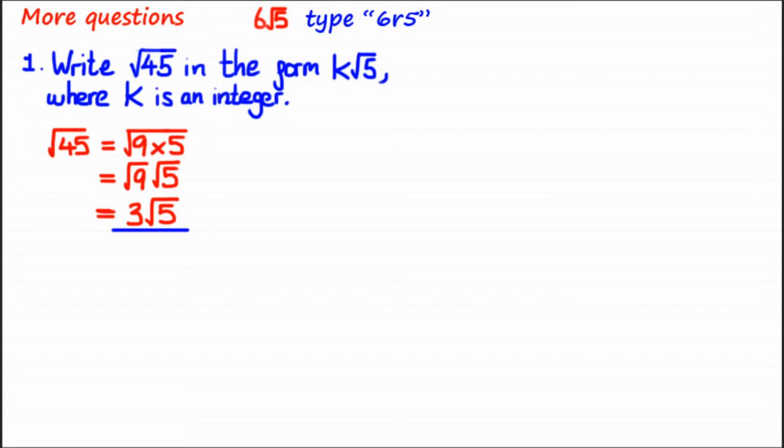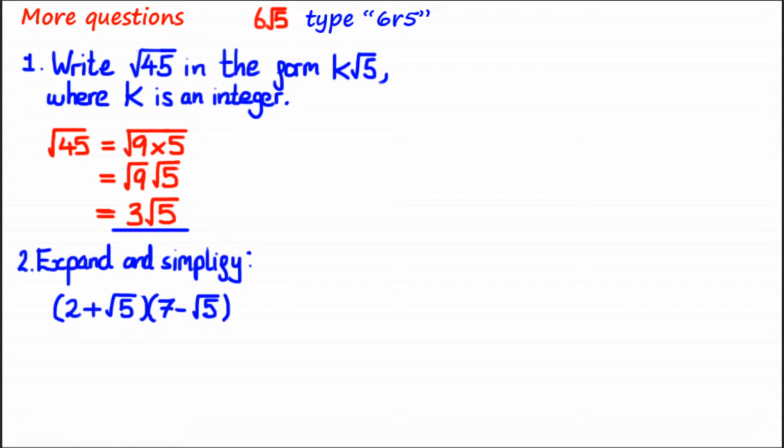Let's have a go at this question. Expand and simplify 2 plus the square root of 5 multiplied by 7 minus root 5. So this is no different from what you've done before. I believe we've all expanded brackets. We're just doing it with surds and integers this time. Let's see what you come up with.